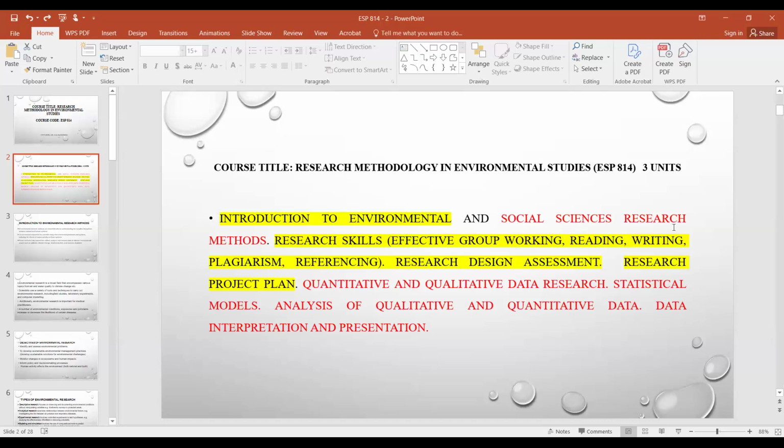This is a master's level, and most of you are working. So definitely you need something that will be relevant to either where you are or where you are going in the nearest future. So we'll also be talking about research skills, effective group working, reading, writing, plagiarism, referencing. We'll talk about research design and assessment, and then I'll talk about research project plan. Dr. Maloma will talk about quantitative and qualitative data research, statistical models, analysis of qualitative and quantitative data, and data interpretation and presentation. So that is your synopsis for this course.